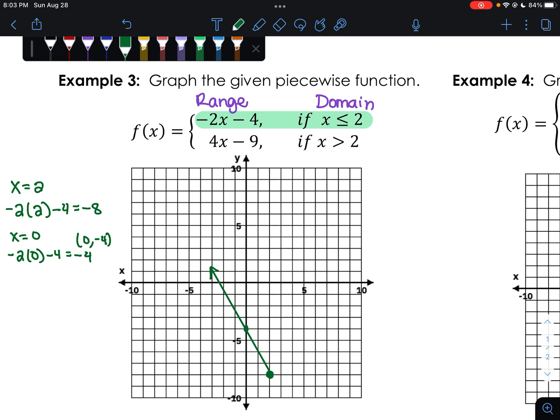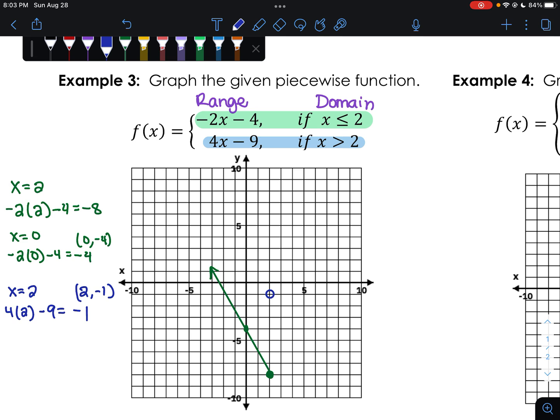Then I go ahead and graph my next function. So my bottom function, again, I'm going to start with the value that is here, but it's going to have an open circle. So at x equals 2, I have 4 times 2 minus 9. 4 times 2 is 8, minus 9 is negative 1. So I have the point 2, negative 1 with an open circle.